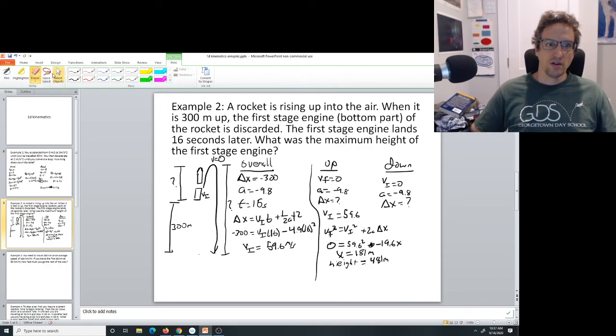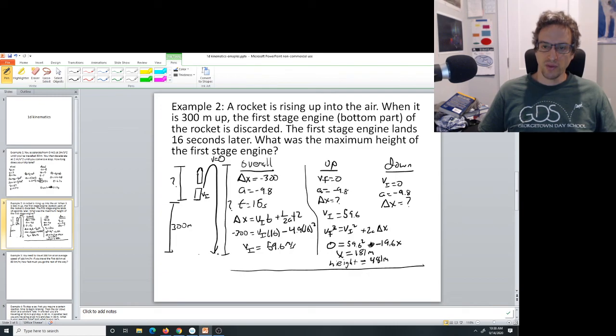Okay, so that's the answer to that question, but we're gonna ask a little bit more. I'm gonna ask one more question. All right, let's mark that off again. What is the impact velocity? What is the velocity right at the very bottom? A lot of ways you can solve that now.